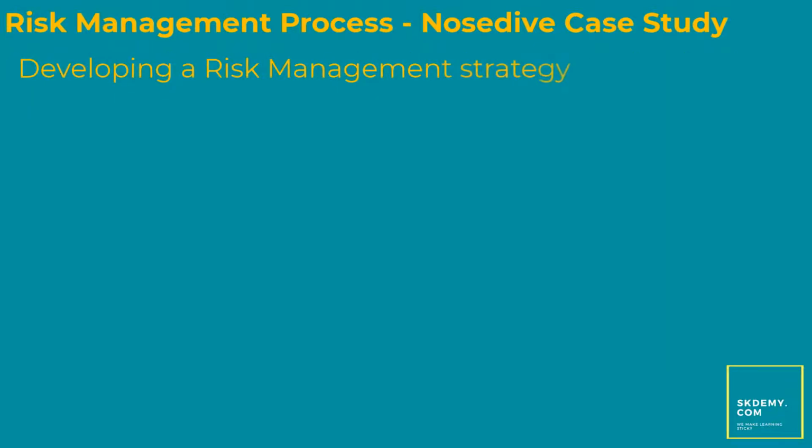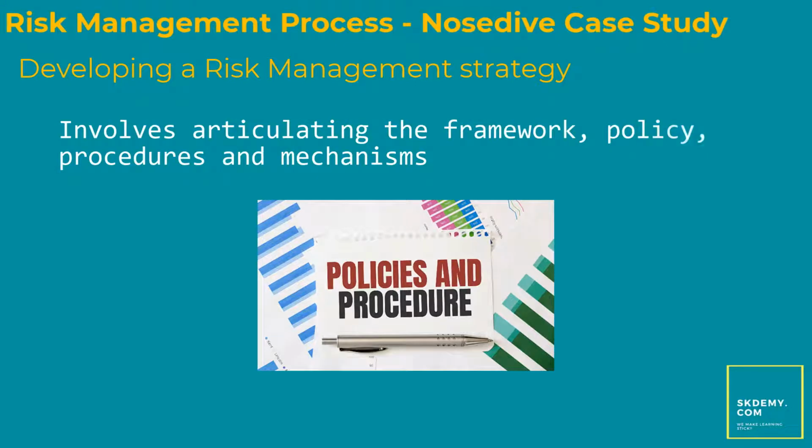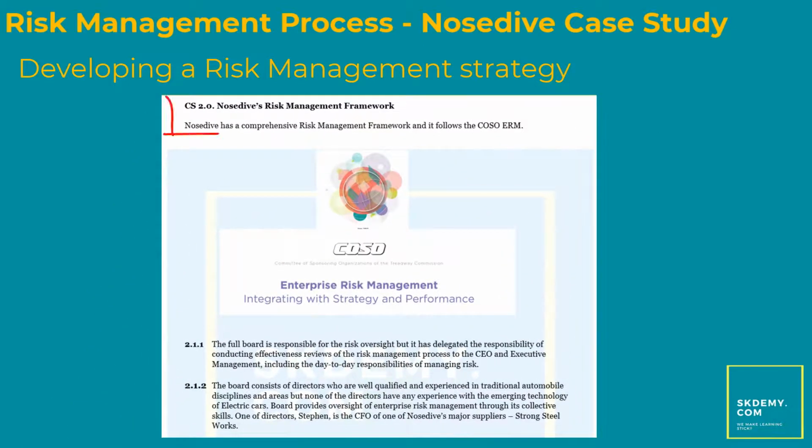Developing a risk management strategy. Risk management strategy involves articulating the framework, policy, procedures, and mechanisms as to how an organization is planning to manage or tackle its risk. A section in the case study, named Nosedive's Risk Management Framework, gives you a glimpse of how an organization can define its risk management strategy. Again, it's a glimpse. It just gives you one way of doing things in a small way.